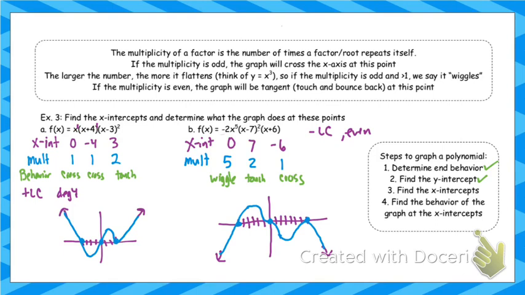But if you don't know the y-intercept, plug in 0 and get your y-intercept. This is really easy to do when it's in standard form. Then we're going to find the x-intercepts, which we just did, and then find the behavior of the graph at the x-intercepts. And that is really all we need to do. The rest of, again, the specifics of how high and low those points go, we're not going to be able to get into without a graphing calculator.